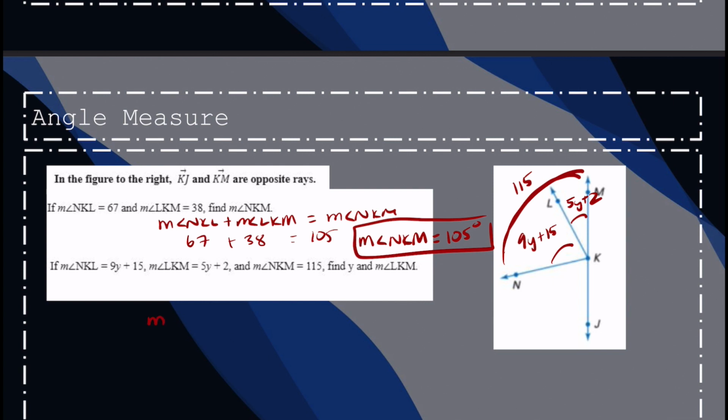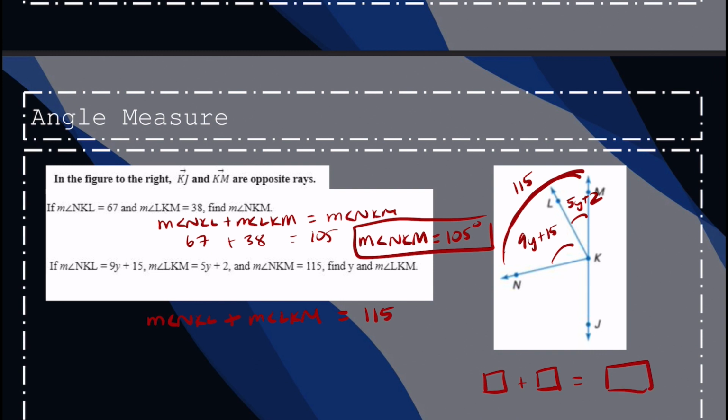So measure angle NKL, which is part of that angle, plus measure angle LKM is equal to this whole thing here, right? Again, if you're confused about this, you can think of it like the chocolate bar example that I told you about. If you have a part of a chocolate bar plus part of the same chocolate bar, that's going to equal the original chocolate bar, the original length of the chocolate bar. So part plus part is going to equal the whole thing, which logically makes sense.